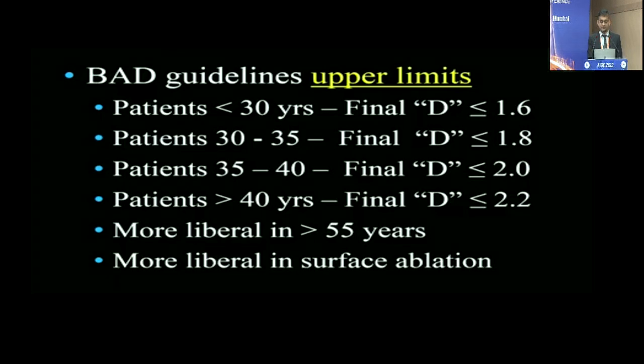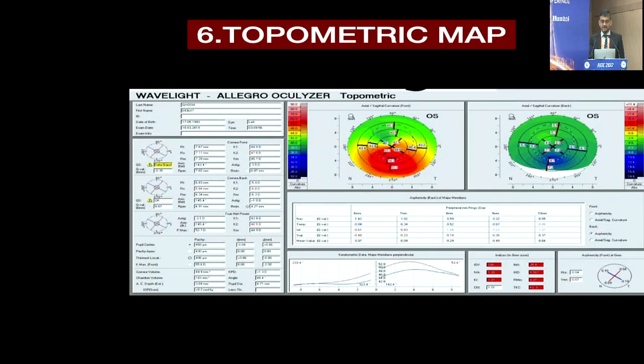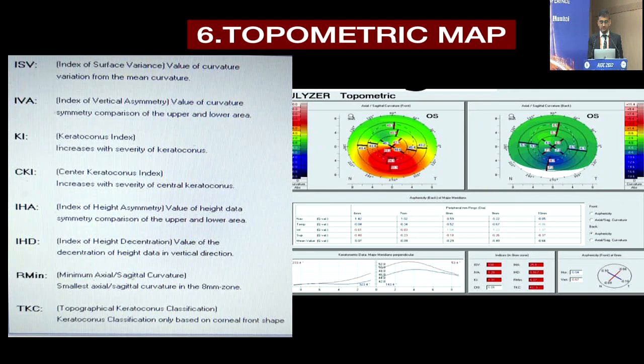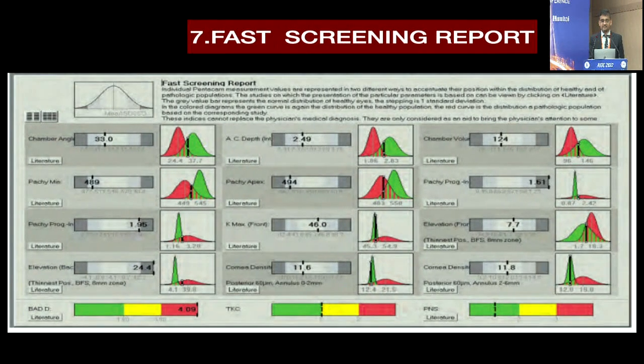If you are doing LASIK, of course; if you are doing PRK, the guidelines are a little more liberal. And the last is basically the topometric map, wherein you look at these indices, and you don't have to remember the values. The machine itself will flag it as white, yellow, or red. And this is a fast screening report. I would suggest that this should be seen at the last, because by the time you have evaluated all these parameters, this gives you a very good look. The horizontal bar is basically the distribution of the normal population, at one standard deviation, 2 standard deviations. So where the patient's value sits in that graph is what it gives you.